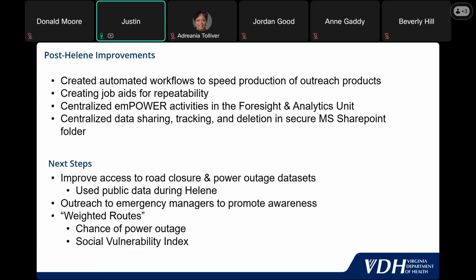We are trying to improve our access to road closure and power outage data sets. We know those data sets are out there, but we're trying to access the very specific shape files that are developed and make sure we can use those. We're also doing outreach to emergency managers to make sure they know this is available. And we're thinking about weighted routes using social determinants or the chance of a power outage, to improve our chances of getting to homes that need help, as opposed to homes that don't have a power outage or are better able to manage such a thing.